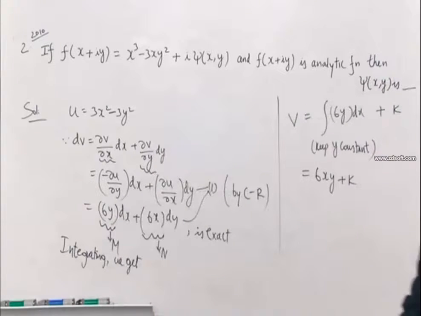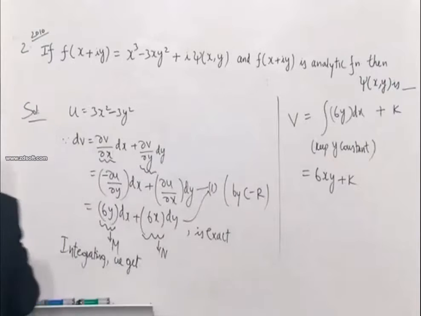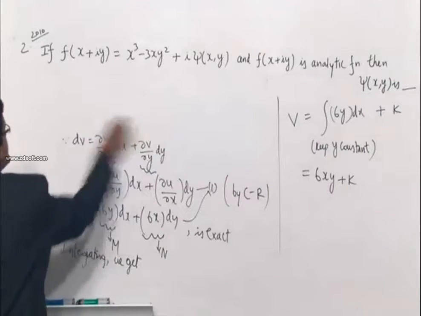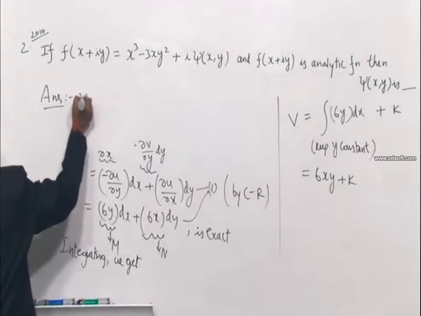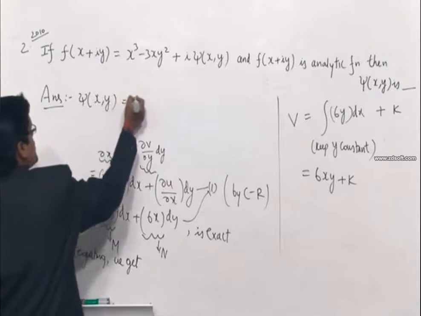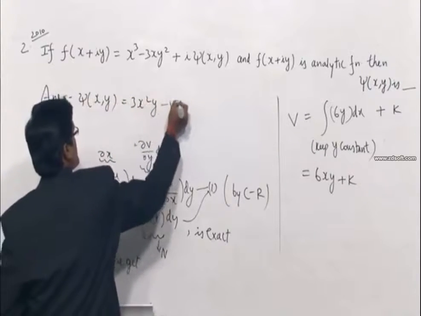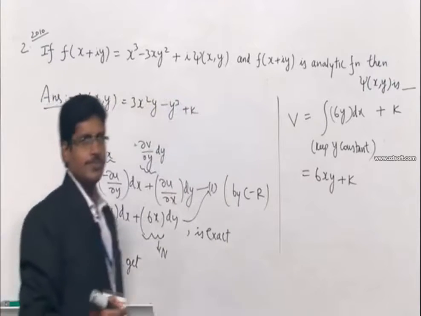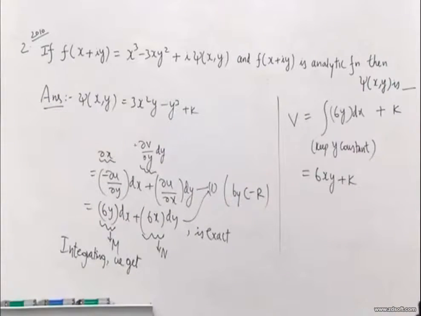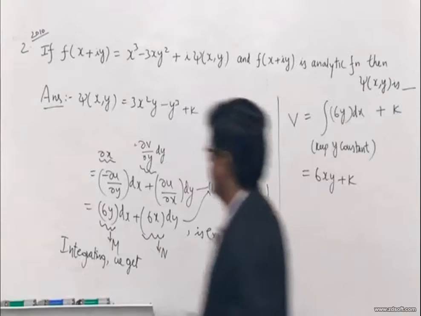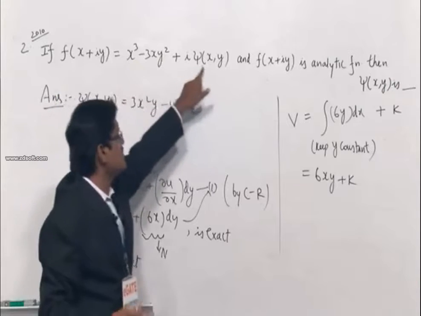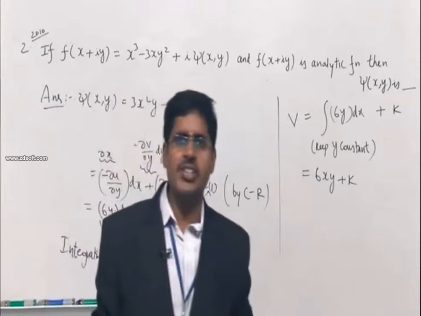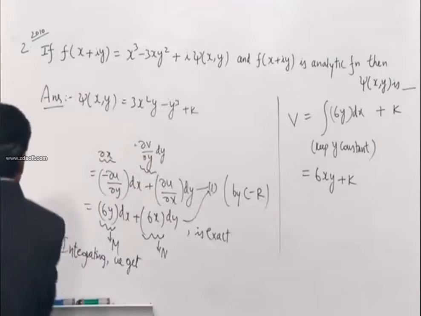I will give the hint for this problem. Answer: psi of x comma y is equal to 3x square y minus y cube plus k, or you can add c also. K is any integration constant, maybe 0 or non-zero. Just the notation: instead of f of z, z is nothing but x plus iy. Here u, this is v, v is denoted by psi function, u is denoted by phi function, like that.